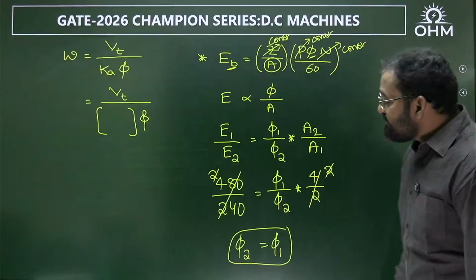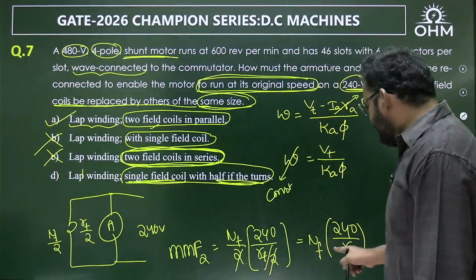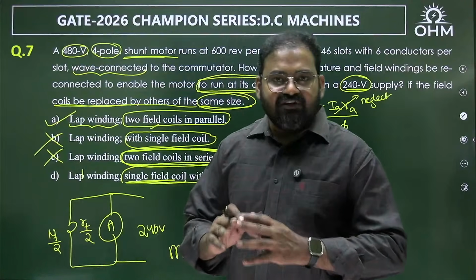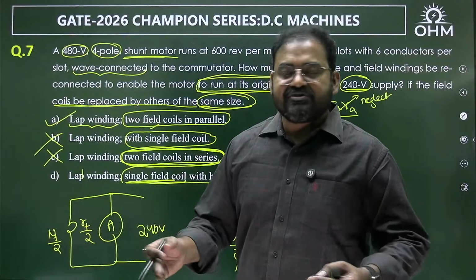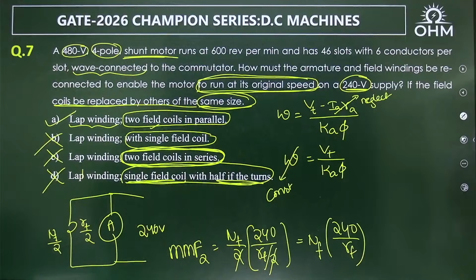What is the first case MMF? NF into 480 by RF. But second case, NF into 240 by RF. Both MMFs are not equal. Both fluxes are not equal. The condition was not satisfied. This is also a wrong answer. Therefore, what is the only answer that is correct here? First option. Only the first option is the correct answer.